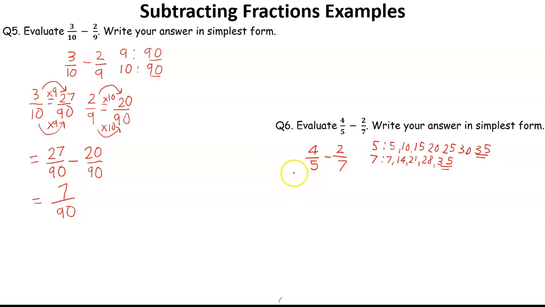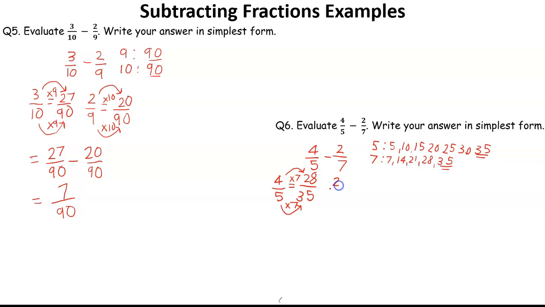So let's go ahead now and convert these fractions into equivalents that have a denominator of 35. So 4 fifths equals something over 35, my new denominator. What do I multiply 5 by to make it 35? 7 fives are 35, 7 times 5, which means I need to multiply my numerator also by 7. 7 times 4 is 28.